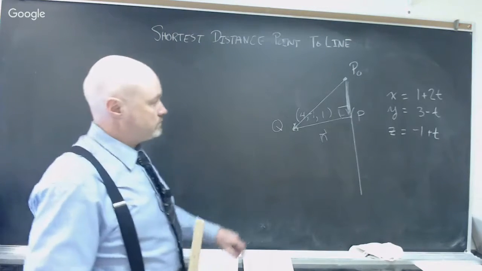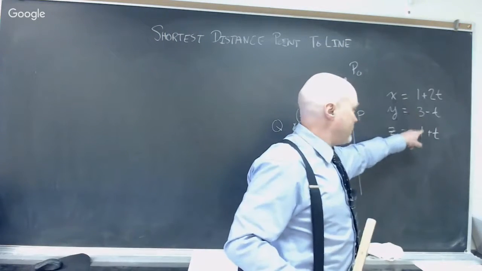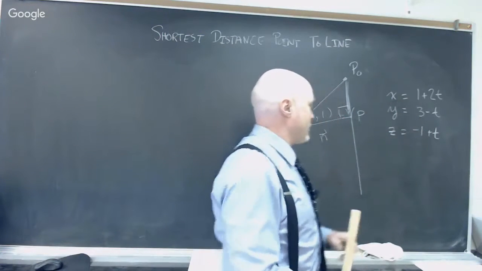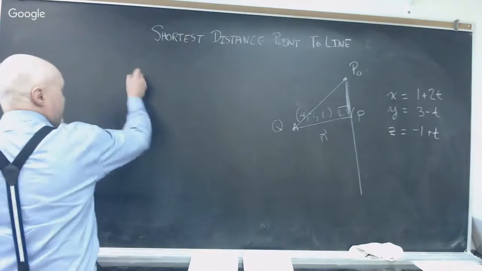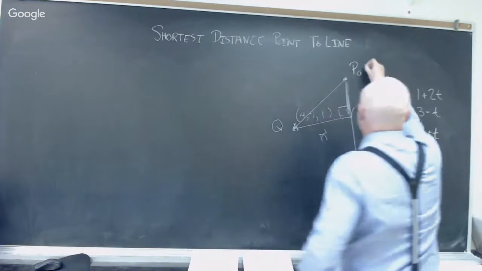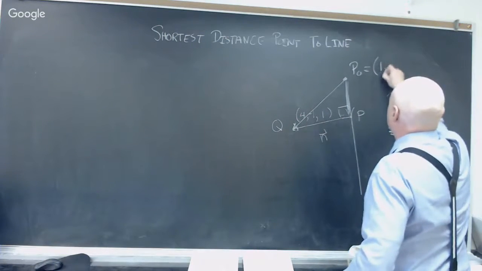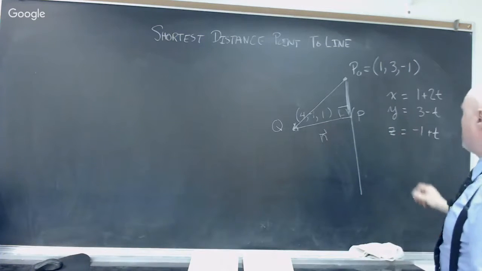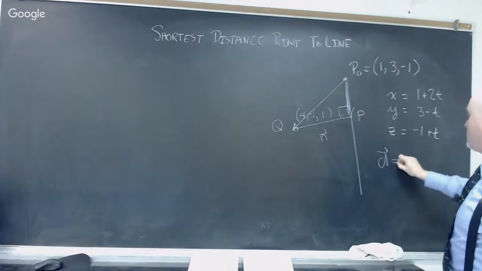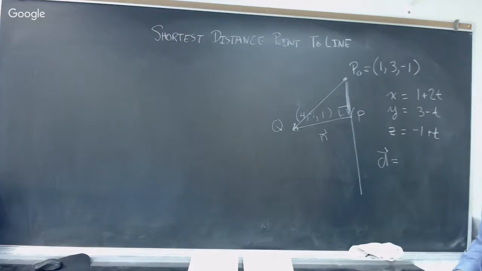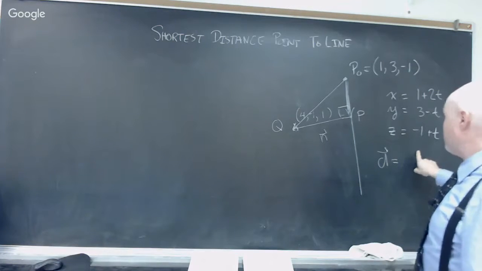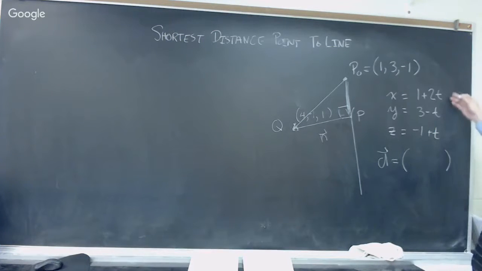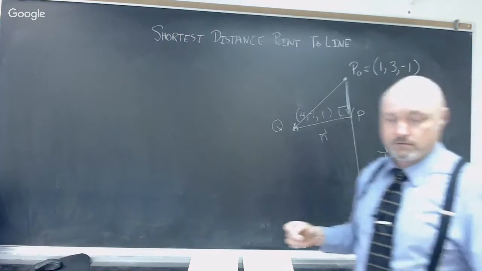Okay, I'm going to choose my point based on the position vector for the definition of the line. So P naught, I'm going to let be 1, 3, and -1. And a direction vector, and the direction vector I used for the definition of this line is, who can tell me that just looking at the parametric equation?